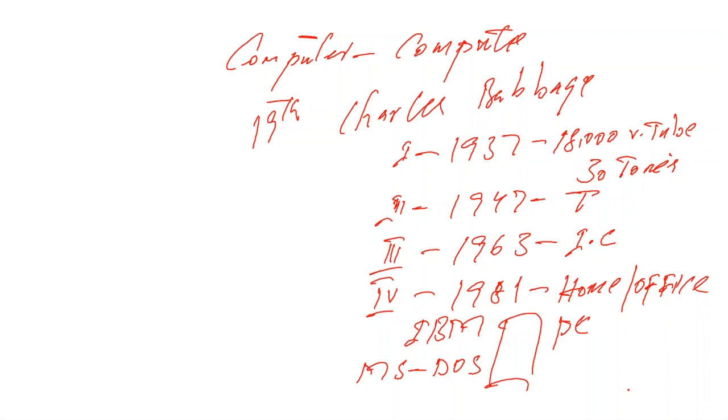And in 1947, the computer was designed with the help of transistors. And in 1963, the computer was designed with integrated circuits, right? In 1981, the computer for home purpose, called the PC, and the organization is IBM.